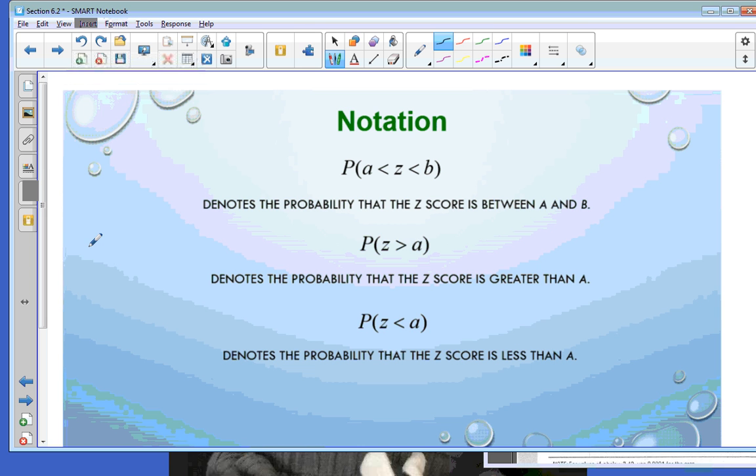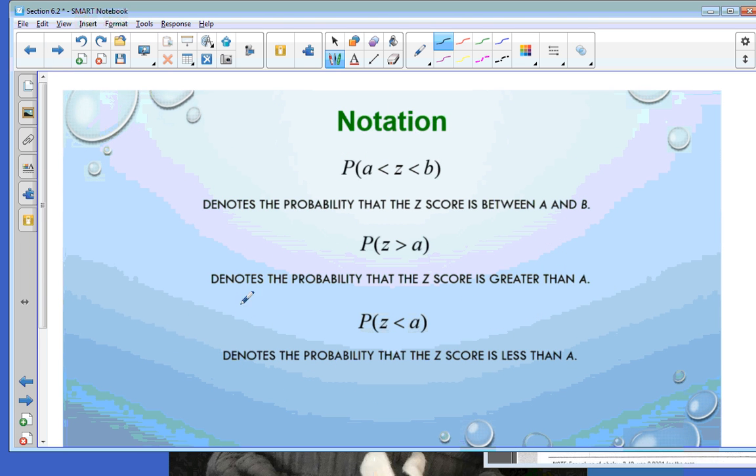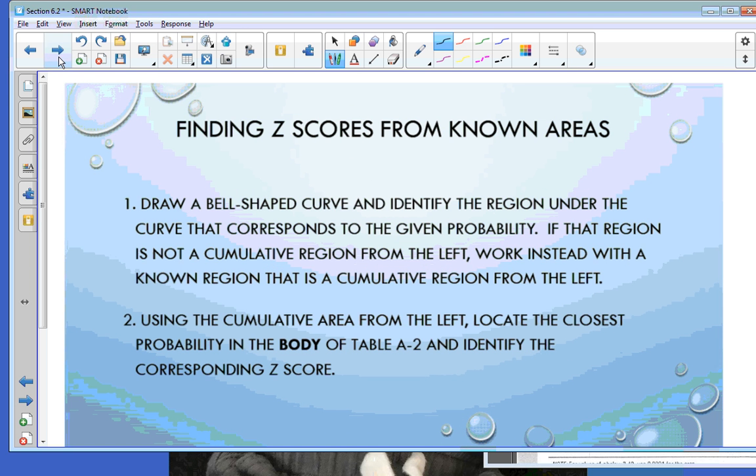Notation. Notation is here, and it notes the probability that the z is between a and b. That's just like the one we just did. The probability between -2.50 and -1. This denotes that I want the z is greater than, and z would be less. Denotes the probability that z is less than a, where we could shade the table to be either greater than or less than a.